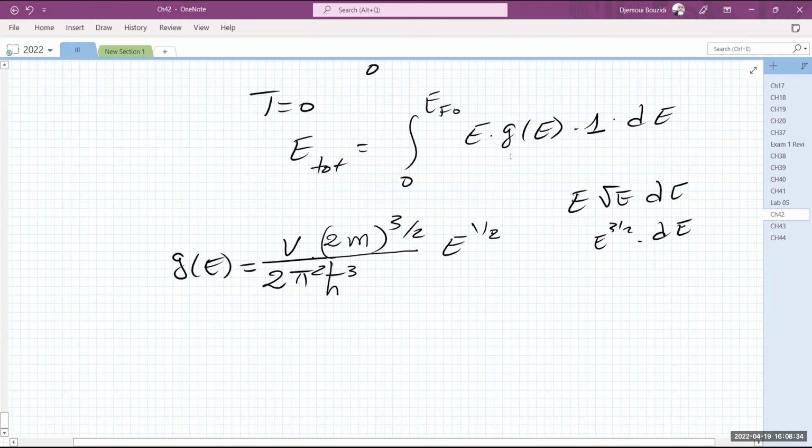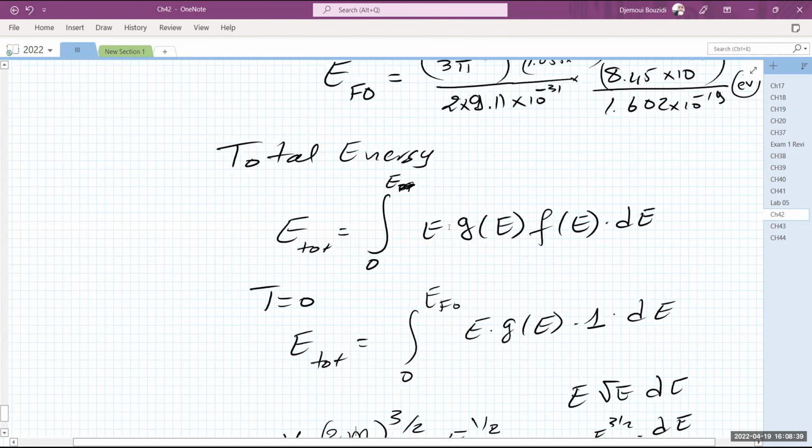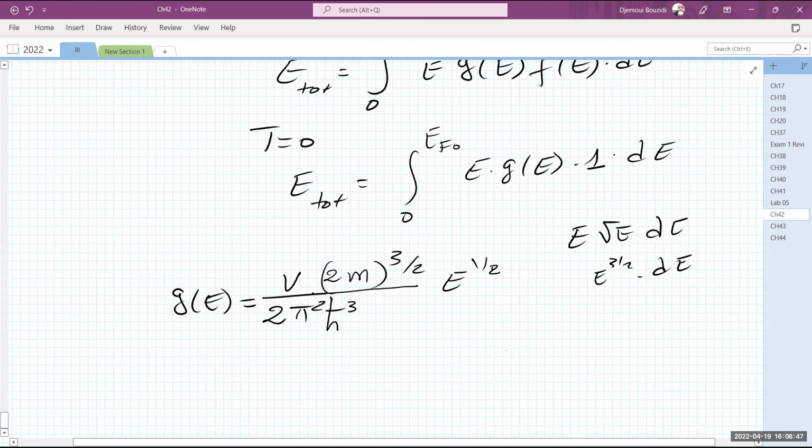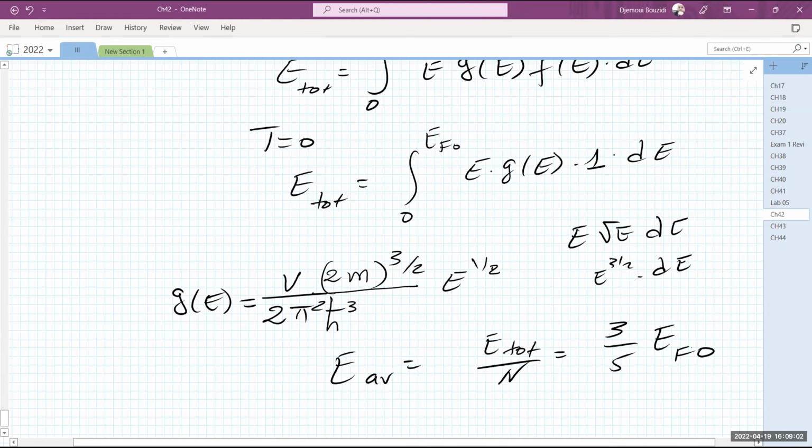We multiply by E, you integrate it, and you try to express at least V in terms of EF naught. If you do that, you will find that the average energy at T equal to 0, which is E total divided by N, is going to be 3/5 of the Fermi energy level. You guys see that this calculation is doable? Yes.